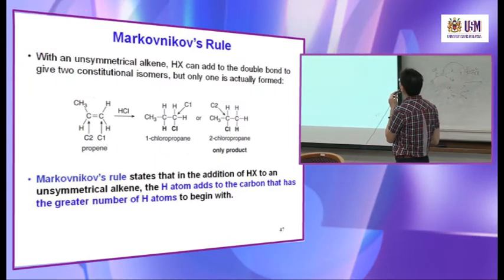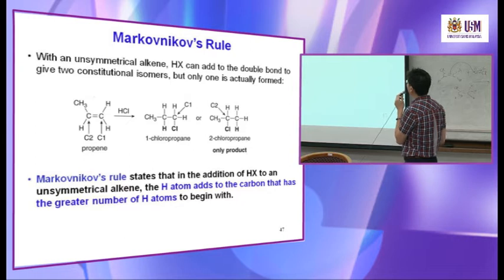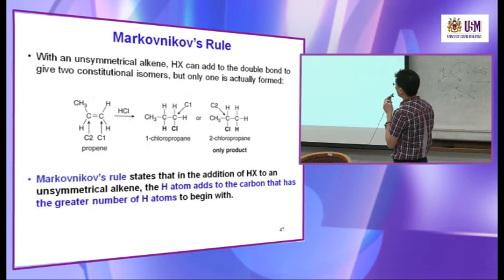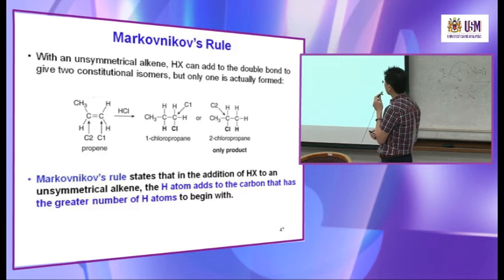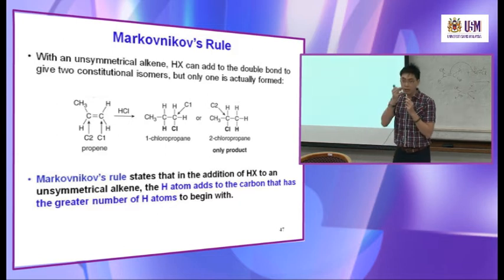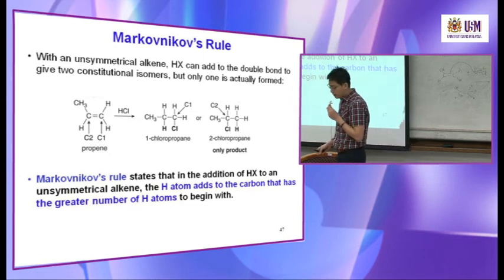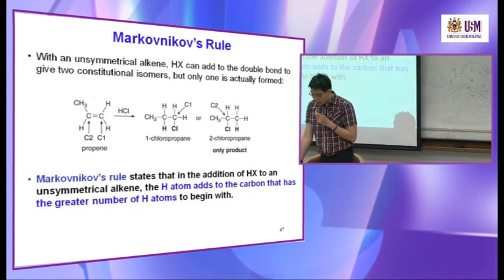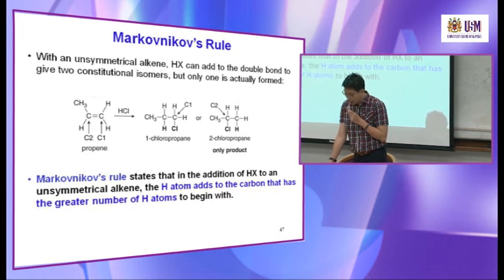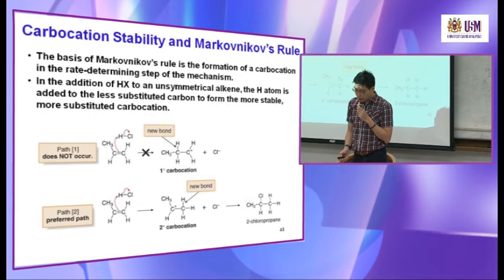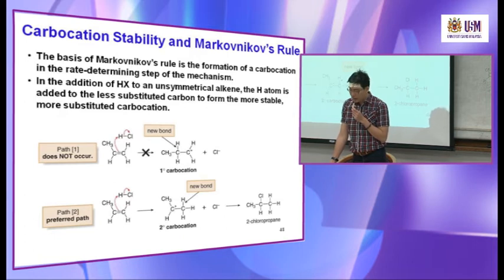That's why when you read here, HX can add to the double bond to give two constitutional isomers, either this one or this one. If the H is added to this side, you will get the product 1-chloropropane. If the H is added to the second side, you will get 2-chloropropane. In reality, you only get one product, 2-chloropropane. The reason I have already stated: Markovnikov's rule states that in the addition of HX to an unsymmetrical alkene, the H atom adds to the carbon that has the greater number of H to begin with. The reason is also mentioned already, because of carbocation stability.